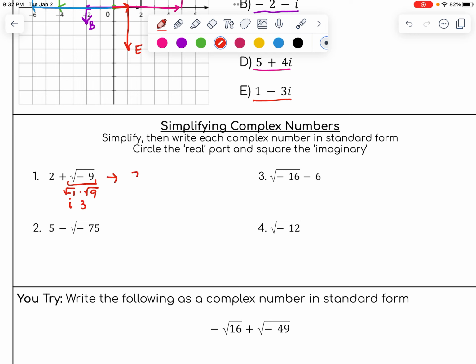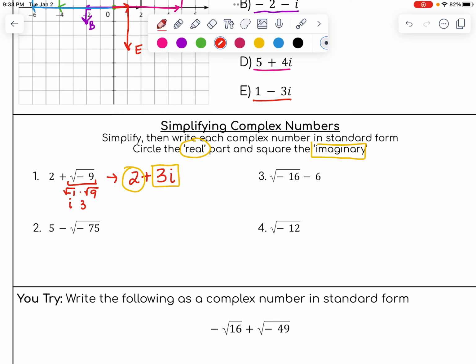So I can rewrite this as 2 plus, now, besides just proper notation being real plus imaginary, we also write i after the numbers, just like we do with x. We treat it like x a lot when we're writing these. So it's more proper to write 3i rather than i3. So the complex number we get for number 1 is 2 plus 3i. Now, the instructions go on to say, circle the real part and square the imaginary. So in this complex number here, the real part is 2 and the imaginary is 3i.